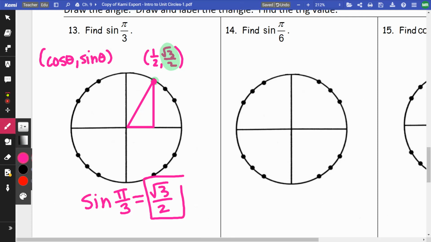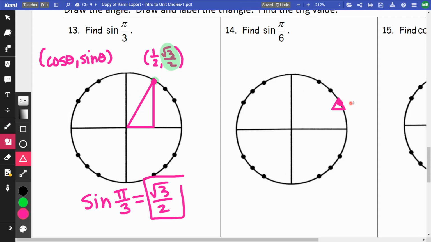On this next one, we have pi 6. Pi 6 is your shorter one, so I'm right here. Let me just put a dot here. That's where I am, okay? So if I'm going to draw a triangle for this, again, I'm going to hold shift, but I'm going to start here at the point, and I drag it to the center.